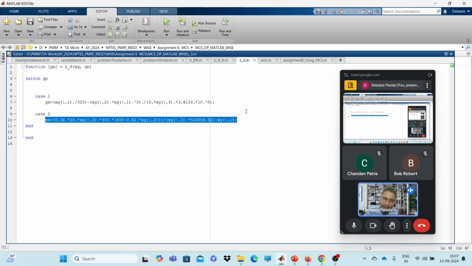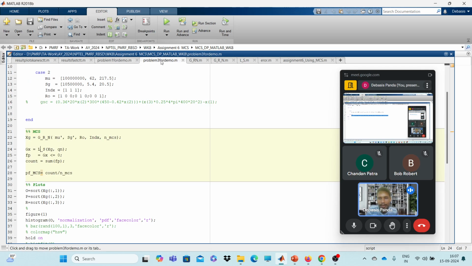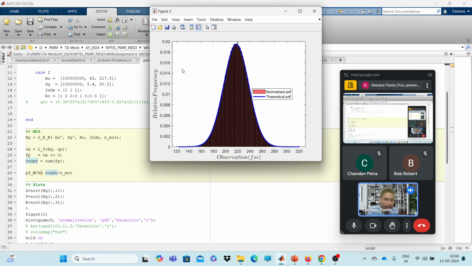If it is less than 0, it will count 1. Then again it will check up to 10 to the power 6 samples, right? After checking, it will store the cases when my gx is less than or equal to 0. Now it will count, out of 10 to the power 6, how many times my gx failed, and the probability of failure using MCS is the summation of the failures divided by the total number of samples. Now let's run it. We are running it using 10 to the power 6 samples.